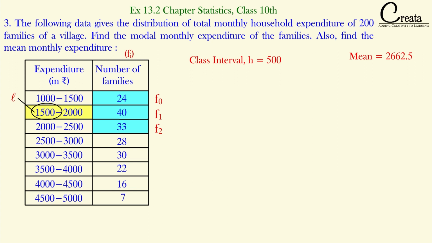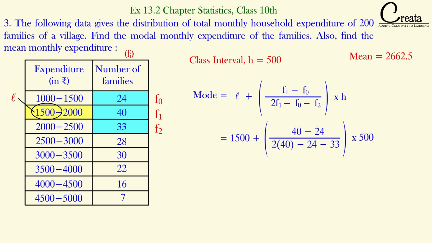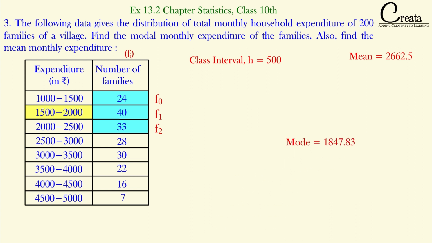Now we got all the values. Now we can easily use the formula of the mode. This is the formula of the mode. Let's put all the values. Let's solve it. We got our answer, that is mode as 1847.83. This is the answer, that is the mode of the observations. Okay, got it. We have solved this question. We have calculated the mean as well as we have calculated the mode. So we have done with this question. Let's move to next question.